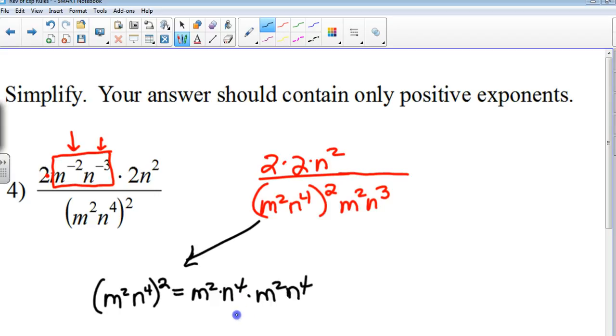When you get confused about these crazy rules, do this. Think about what it means. Isn't that what that means? So how many m's did I end up with? And how many n's? 8. Okay?